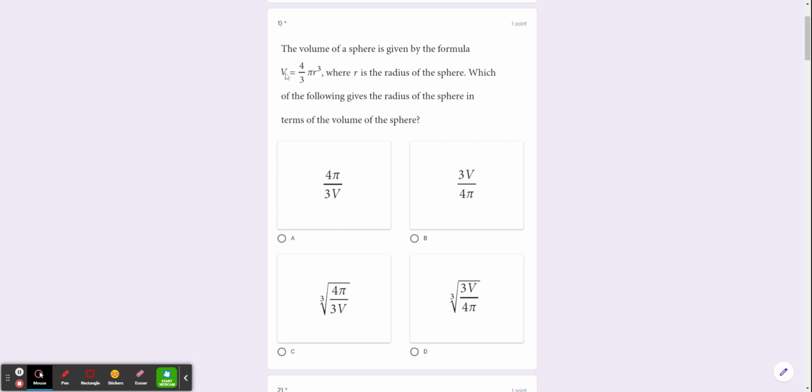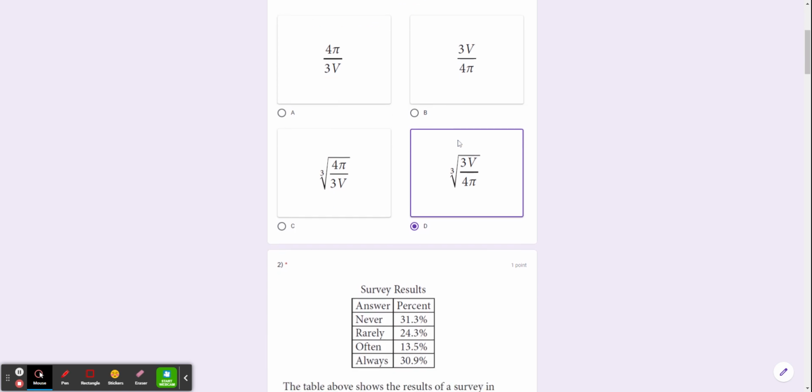Then we'll have to move the pi across, so we divide by pi, which doesn't really help us because the pi is on the bottom here. But the last step is to get rid of that cubed exponent. We do that by taking the cube root, which means it must be D. Choice B looks very similar because that's the one if you forget that there's that 3 exponent and you just move the 4/3 and the pi across.